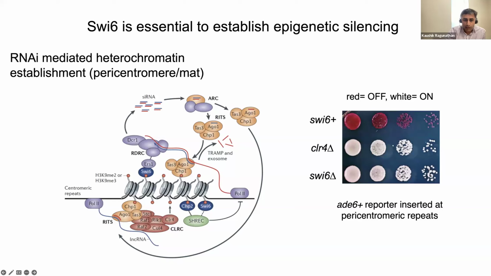If you delete CLAR4, which is the only H3K9 methyltransferase in fission yeast cells, all of these colonies that actually appear red now turn white. You can also see that the same phenotype is mimicked in SY6 delta cells, indicating that this minimal parts list that I outlined before, consisting of SY6 and CLAR4, ultimately defines at least a minimal set of proteins that are essential for epigenetic silencing of this AT6 reporter gene that's inserted at the pericentromeric repeats.